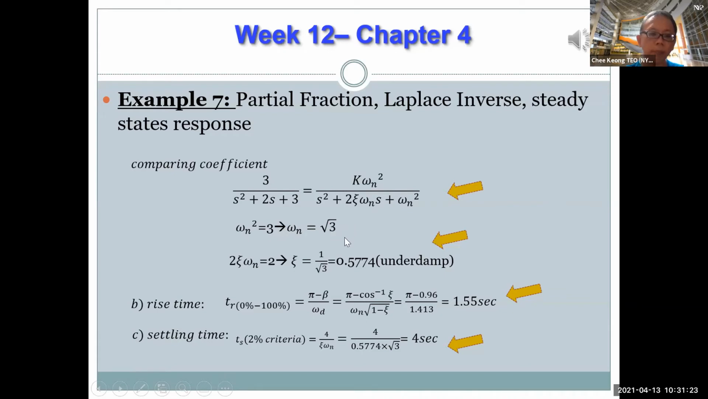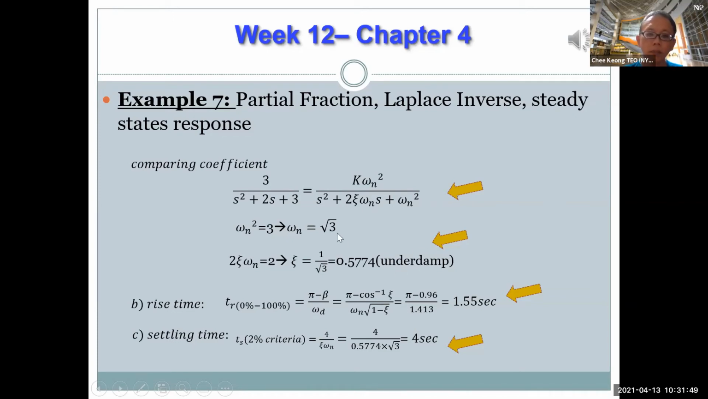Straightforward. Now, for the s term, you would realize that we have 2 zeta omega n, which must be equal to 2s, right? So I cancel away the s, which basically gives you this. If you rewrite the equation, zeta must be equal to 1 over root 3, which is 0.5774. In this case, confirm that it is an underdamped case, right? Remember, the whole timing diagram is for underdamped, right?